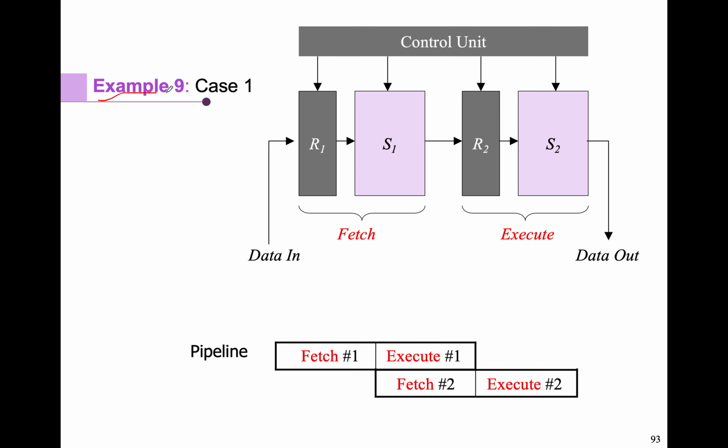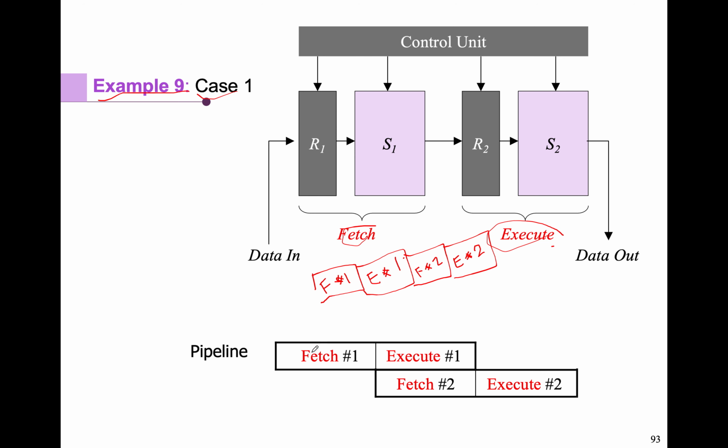So example 9, case 1. You have the control unit, and two segments over here: fetch, and after that execute, with data in and data out. Without pipeline, you need to do fetch first: fetch number 1 under segment number 1, followed by execute for segment 1. Then you loop again: fetch segment number 2, and execute number 2. After that, if you have 3, 4, 5, it continues like that without pipeline. So you can see it's going to be longer.